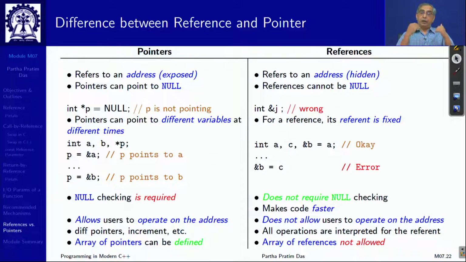A pointer allows operations on the address, like you can take the difference of pointers, you can increment and so on, but in a reference you cannot do anything of that sort. Whatever you do with the reference actually applies to the variable, the referent that the reference is talking about. Finally, arrays of pointers are possible, arrays of references are not allowed.